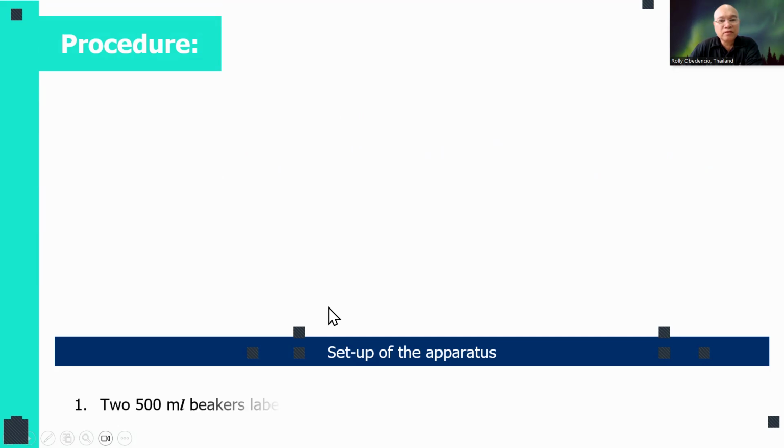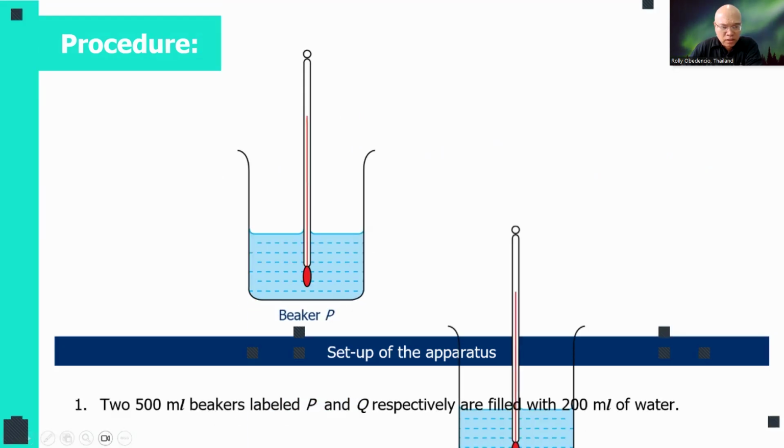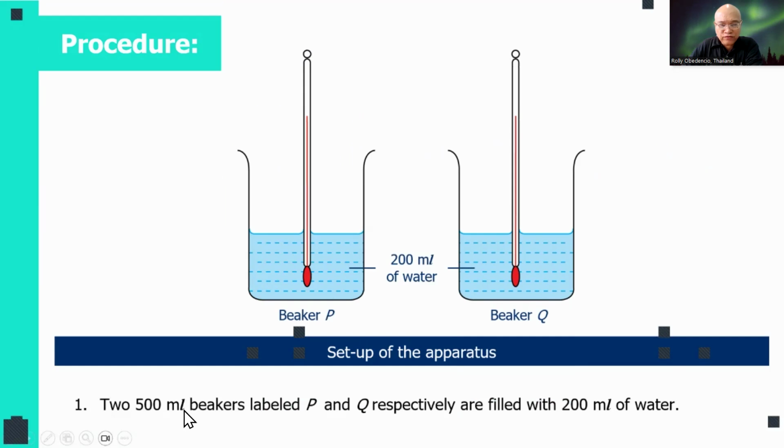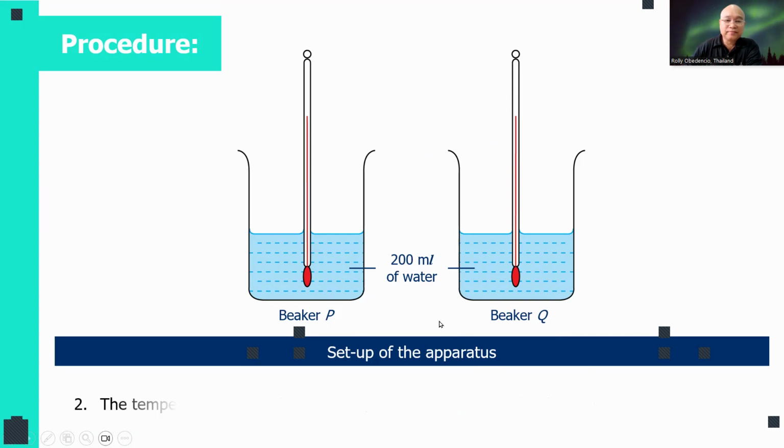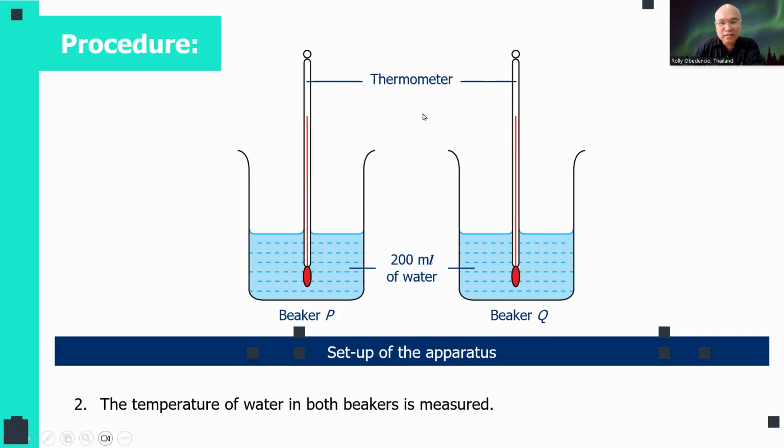The procedure is as follows. One, we have two 500 ml beakers labeled P and Q respectively. They are filled with 200 milliliters of water. And what happens? The temperature of water in both beakers is measured. You see that? The temperatures are the same, using a thermometer.